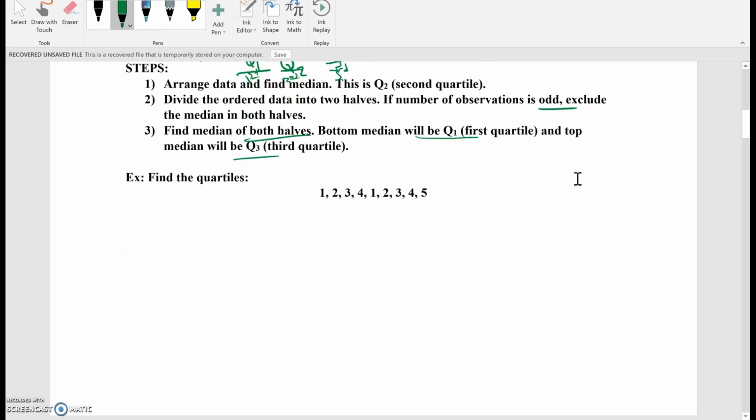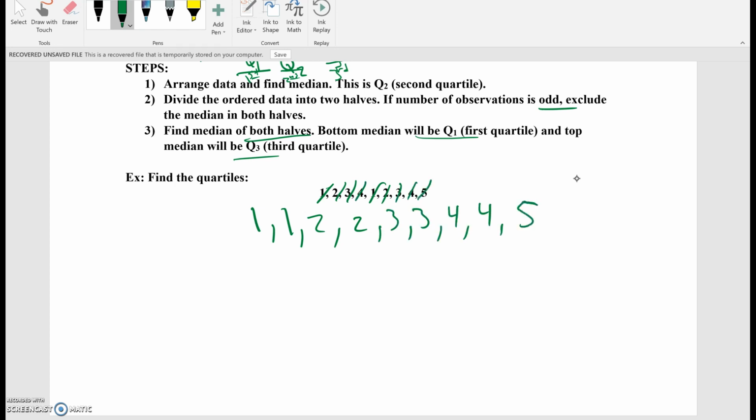Okay, so let's find the quartiles. So let's first start by arranging the data. So I'm going to start off with a number 1. Okay, then after that, I have another one. I have 2 2s. I have 2 3s. I have 2 4s. And I have 1 5. Okay, so this is what my data arranged look like.